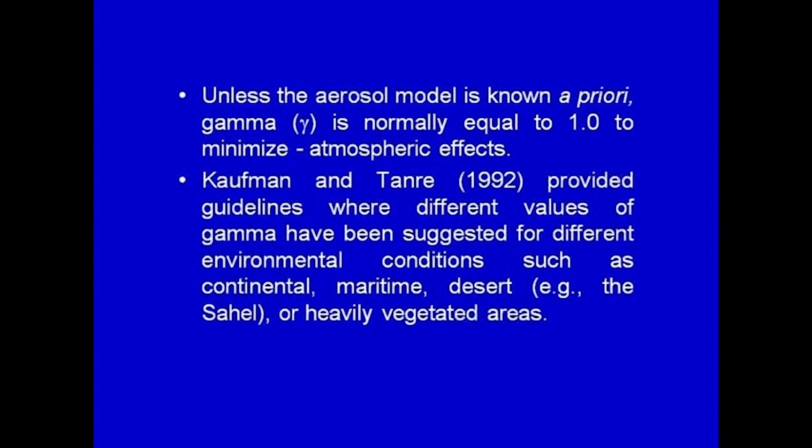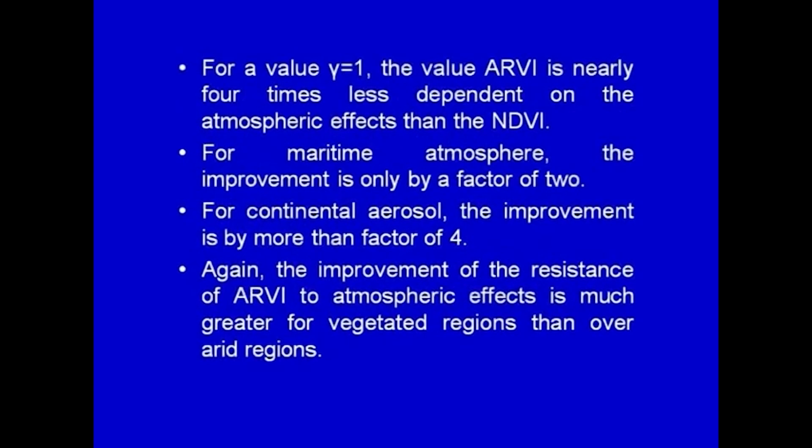Kaufman and Tanre in 1992 provided guidelines where different values of gamma have been suggested for different environmental conditions such as continental, maritime, desert or the Sahel area, or heavily vegetated areas. For a value where gamma is equal to 1, the value of ARVI is nearly 4 times less dependent on the atmospheric effects than NDVI.